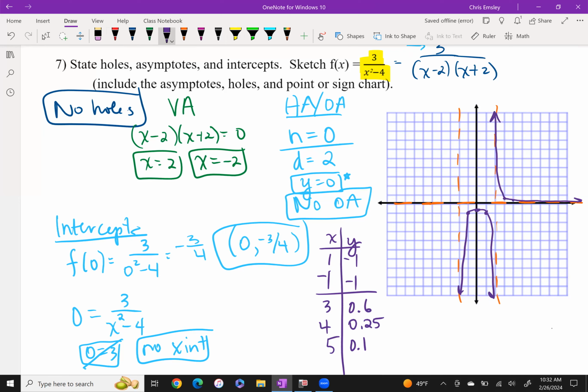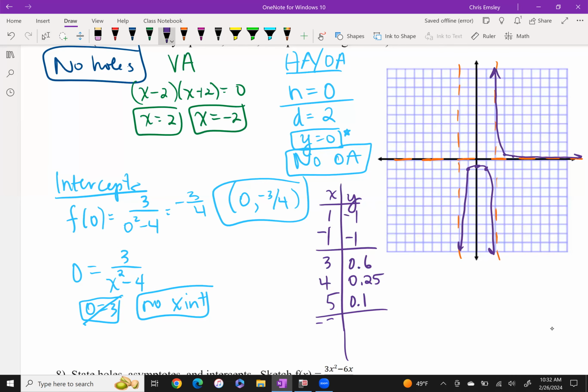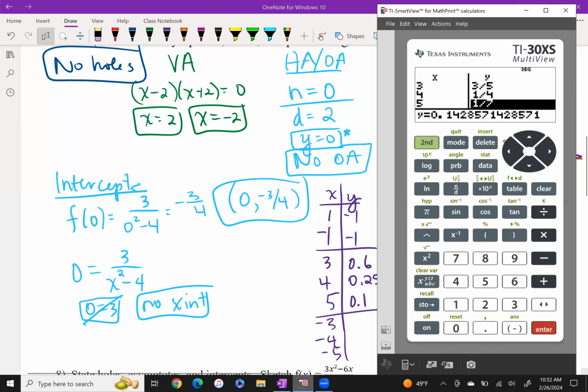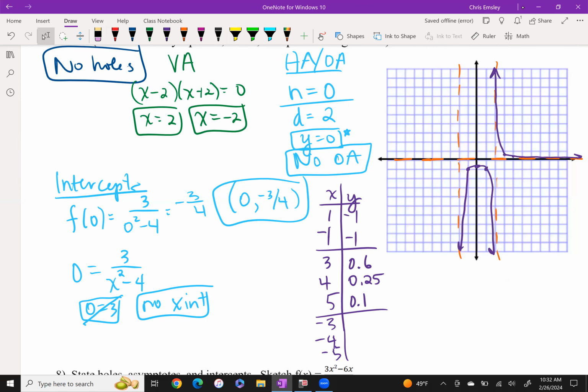Again, not done yet. We need x values over here on this side now. Okay, so now we need to fill in a little more on our t-table. How about -3, -4, and -5? And again, I still have that function plugged in here, so I can just type in -3, 4, and I'm out of order, but that's okay. -5. You can see we actually got the same y values that we did for the positives.